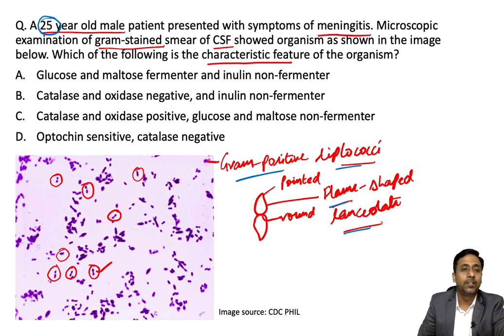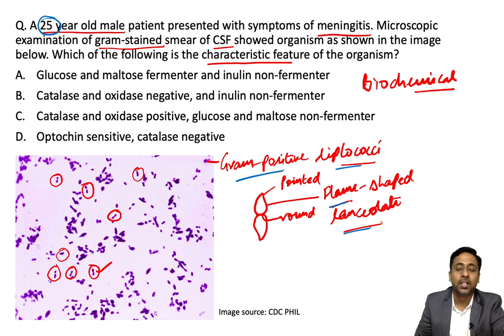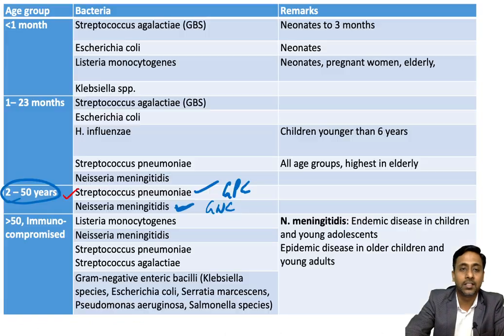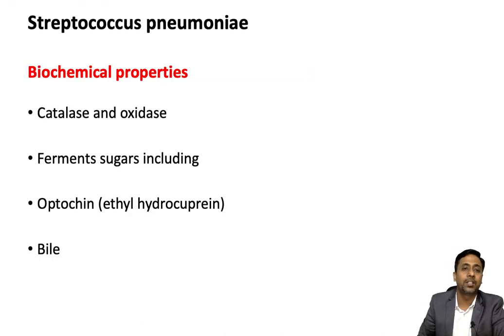So if you see the options, they are about the biochemical properties. Okay, these are all the biochemical properties of the organism. So to answer this question, we need to know the biochemical properties. So I'll start my discussion with the biochemical properties of Streptococcus pneumoniae. Okay, so Streptococcus pneumoniae is catalase and oxidase both negative.